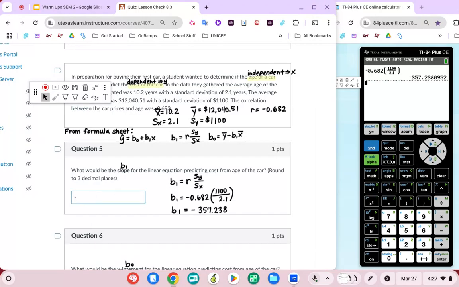You do have to include the negative or it will count it wrong. So make sure, don't lose your negative. Don't drop that. Okay, so we have that.